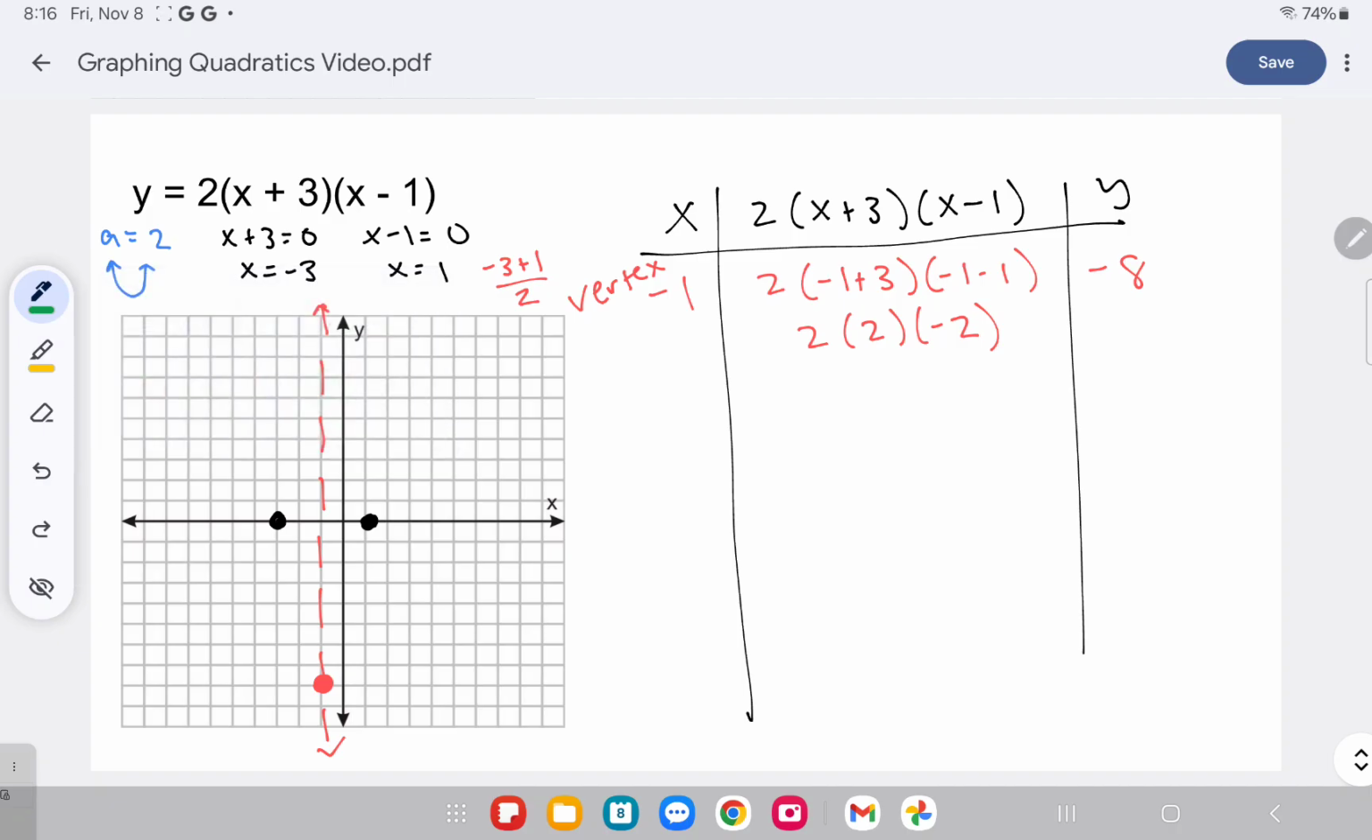I need 2 more points. Right now I have 3. Since -1 was my axis of symmetry, I'm going to plug in a 0. And when I plug in 0, I get 2 times 3 times -1, or the point (0, -6). And when I reflect that, I also get the point (-2, -6). That's 5 points, enough to draw a parabola, and we are done.